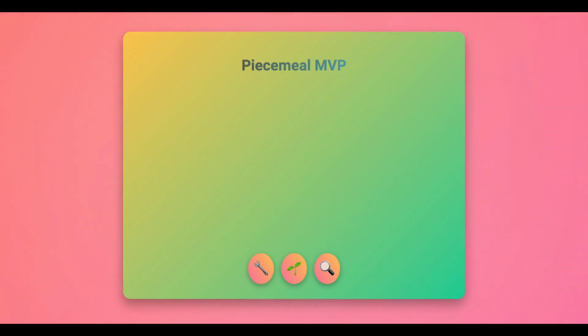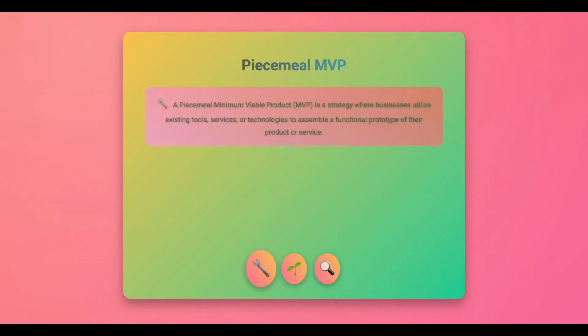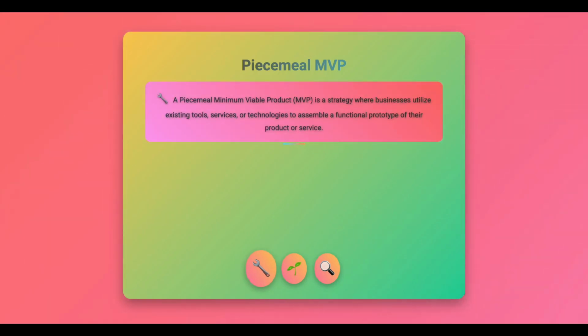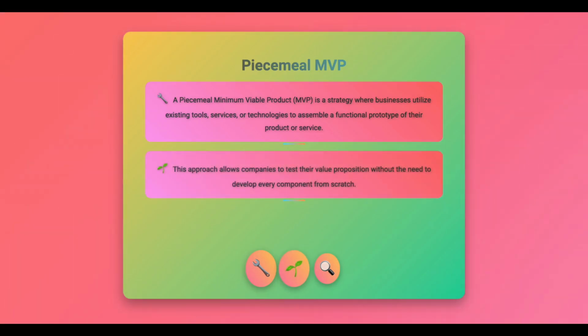Piecemeal minimum viable product, MVP. A piecemeal minimum viable product, MVP, is a strategy where businesses utilize existing tools, services, or technologies to assemble a functional prototype of their product or service. This approach allows companies to test their value proposition without the need to develop every component from scratch.